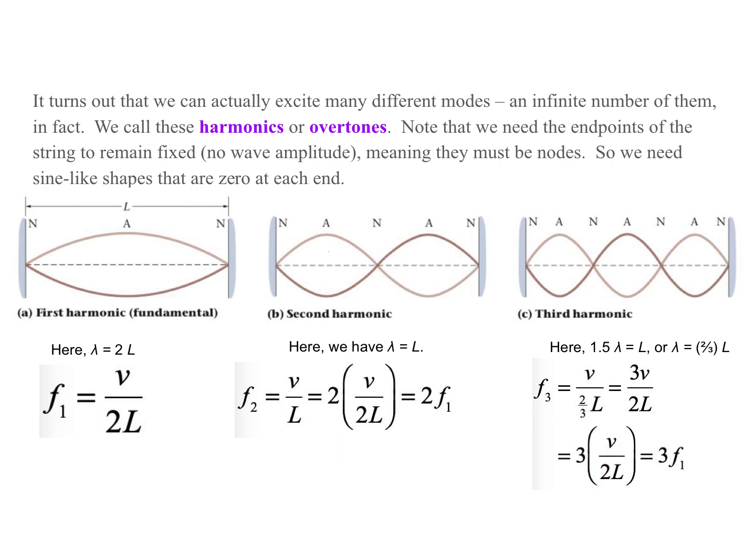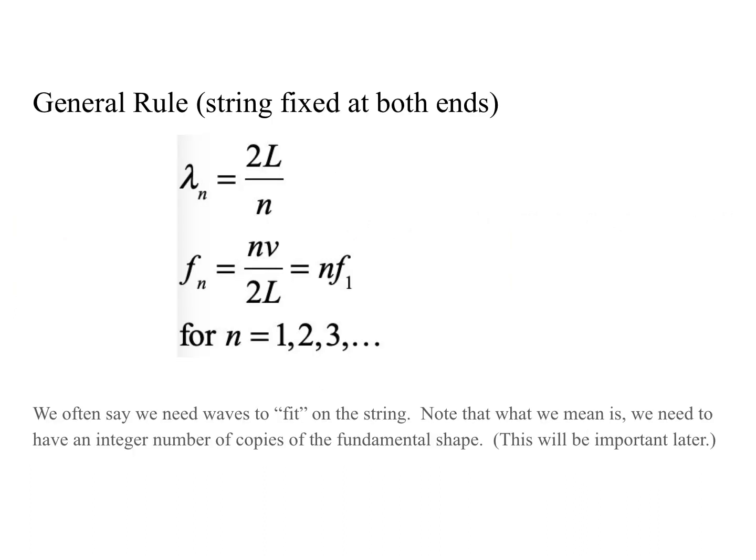And for waves on a string, it becomes very easy that the spectrum here, this collection of frequencies, is the fundamental and then integer multiples of the fundamental. The general rule for a string fixed at both ends is that lambda n is 2L over n, where n is some integer 1, 2, 3, 4, etc. The frequency then, f sub n, is n times v over 2L, which is n times the fundamental frequency f1.